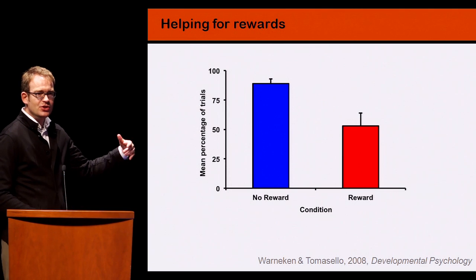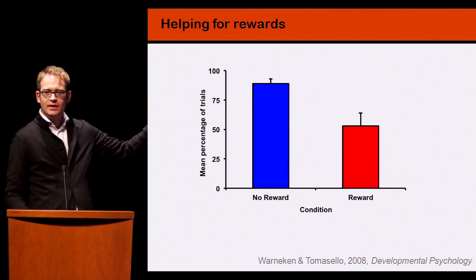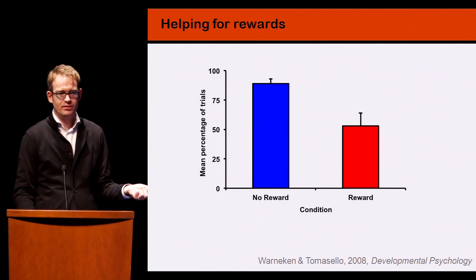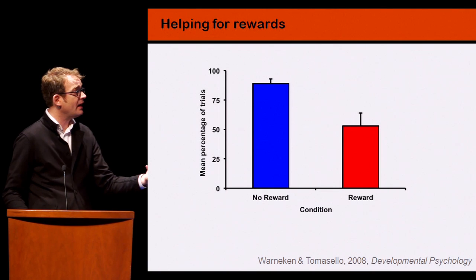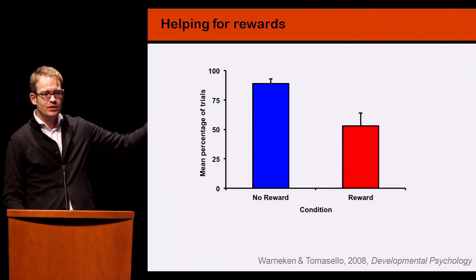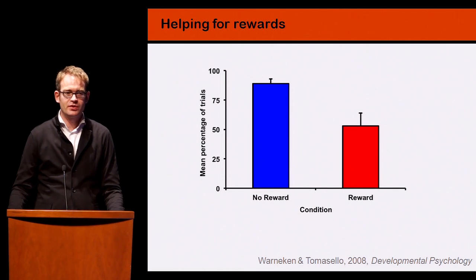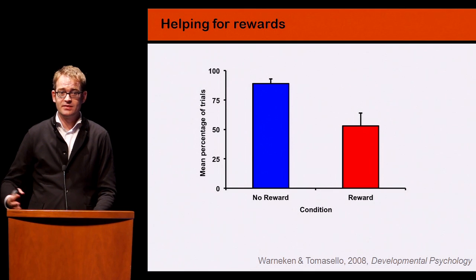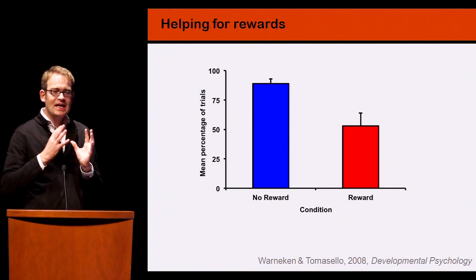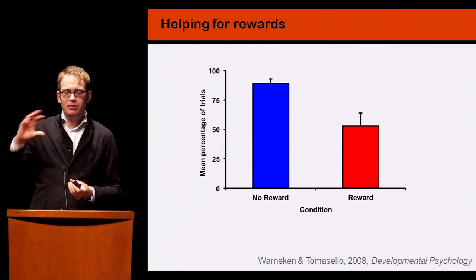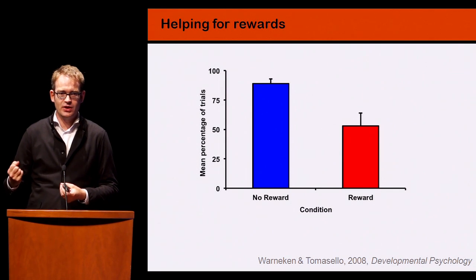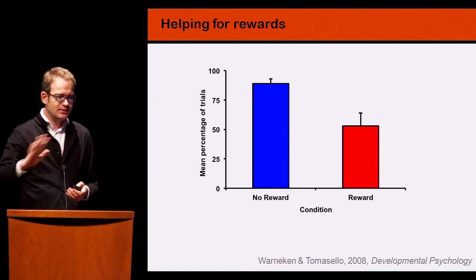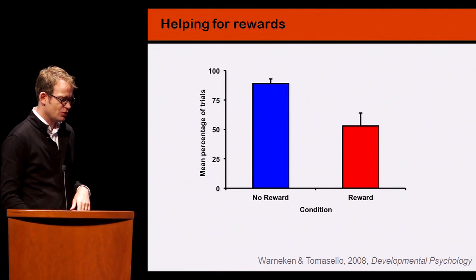Here are the results. Children who never received a reward continued to help at a very high rate, but those children who had previously received a reward that was no longer forthcoming were now less inclined to help. So this is what you know from the social psychology literature as the over-justification effect, or in behavioral economics, crowding out, where a previous intrinsic motivation is supplanted by an extrinsic situation, and so this undermines this initial motivation and does not sustain it in the future.